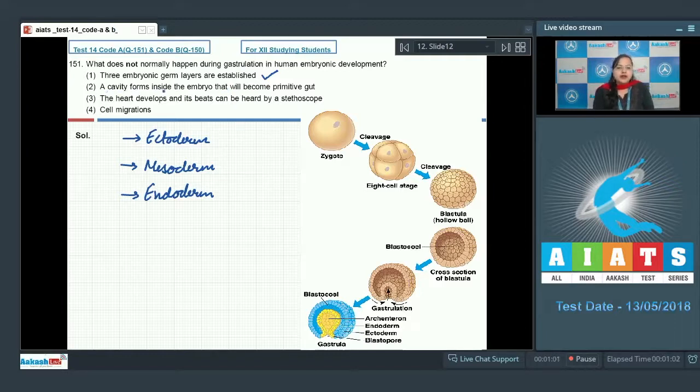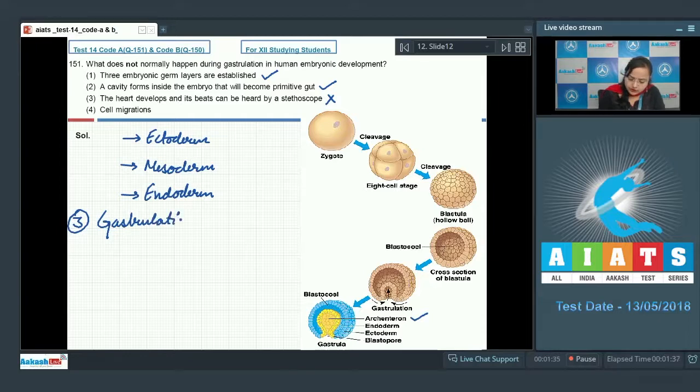Option 2 is given, a cavity forms inside the embryo that will become the primitive gut. This is correct regarding gastrulation, because during gastrulation there is formation of the archenteron, and this archenteron will become the primitive gut. So statement 2 is correct. Statement 3 is given, the heart develops and its beats can be heard by a stethoscope. This statement is incorrect, because gastrulation is followed by organogenesis.